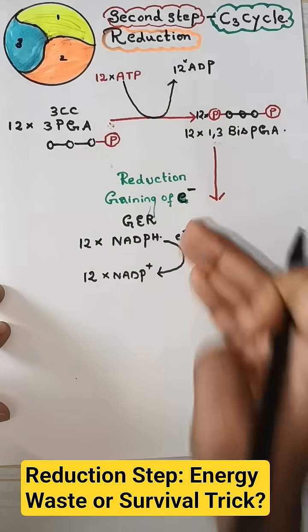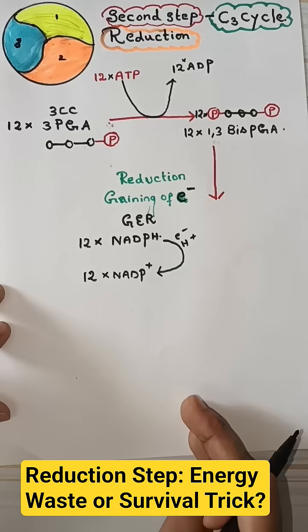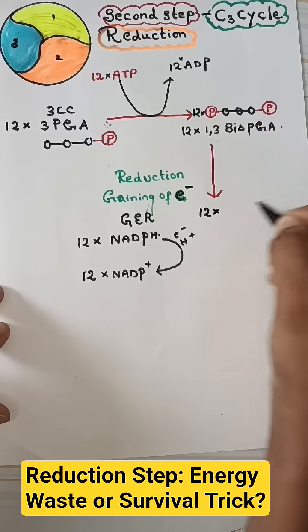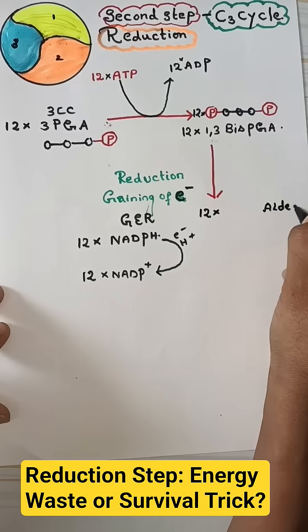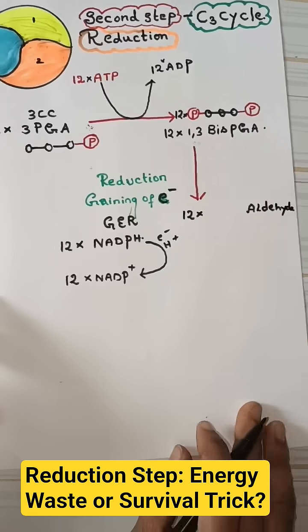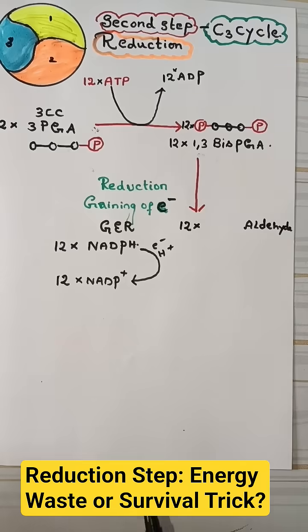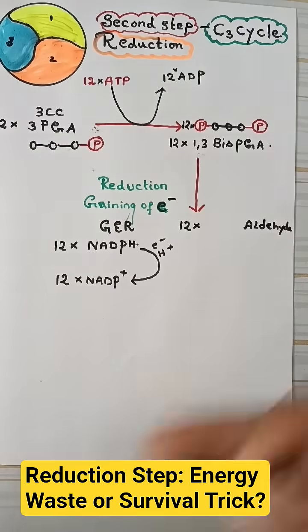So these electrons and these protons, which are contributed by the 12 molecules of NADPH, will be gained, and then the acid is going to become 12 molecules of aldehyde. I hope you are understanding this point. The acid on reduction is becoming aldehyde. Right? This is a very confusing step, I know that.